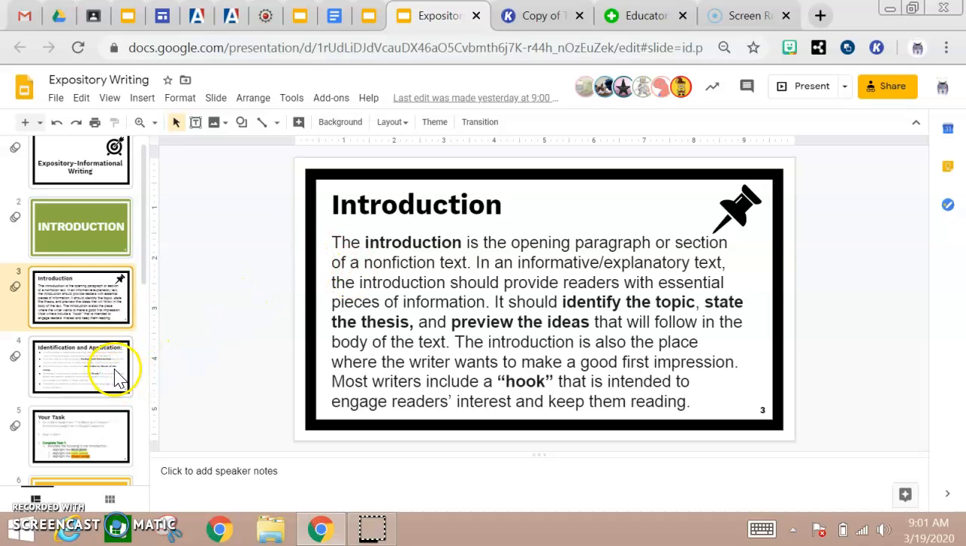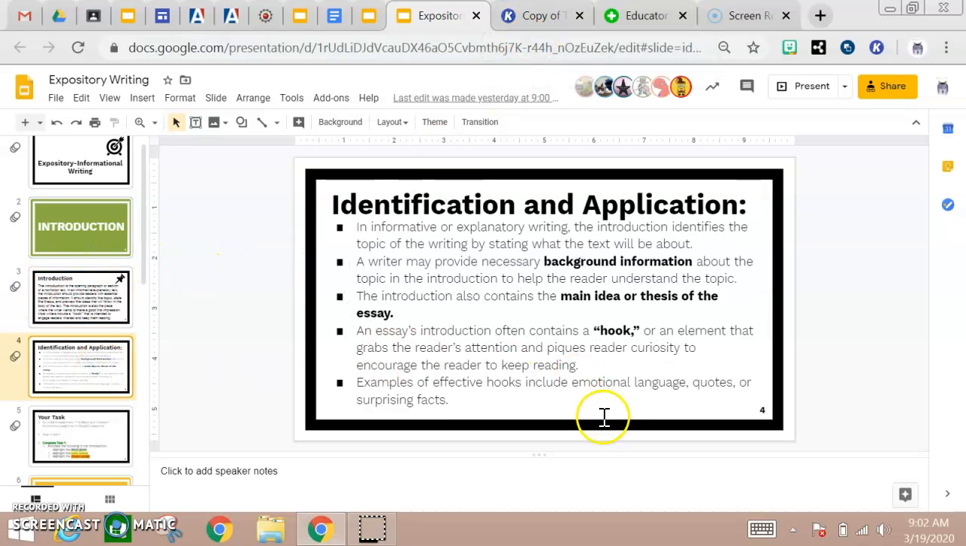So what we're looking at is just the introduction, not the whole document. Tomorrow, actually today, in this video I can talk about the body paragraphs, which you seem to do pretty well with. But in the introduction, we're looking for the hook.